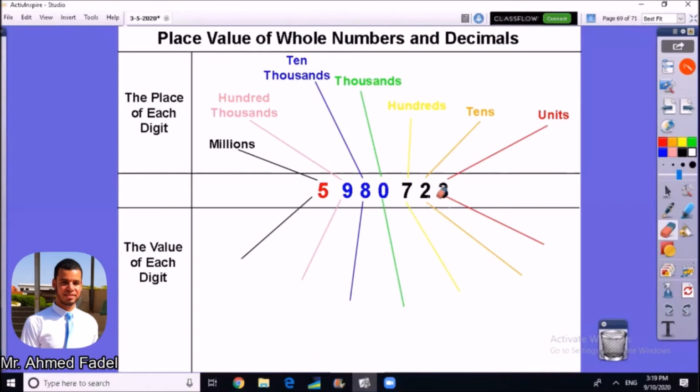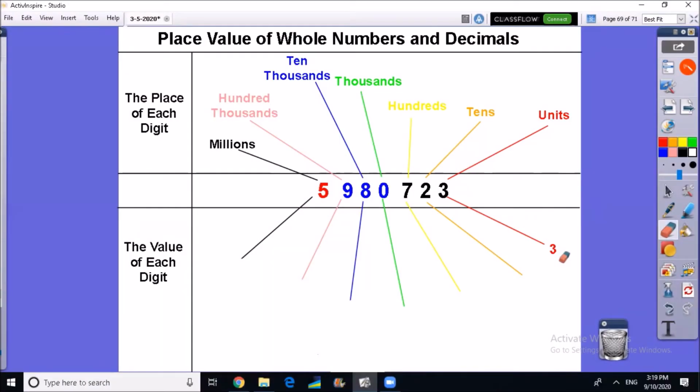3 can be 3, just 3. 3 can be 30. 3 can be 300. 3 can be 3 million. All right, so how can we know this? The place tells us. So here, 3 units just means the 3 ones, which is 3. This is the value of the 3.